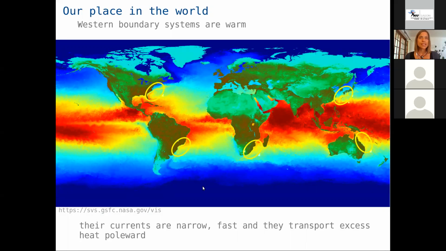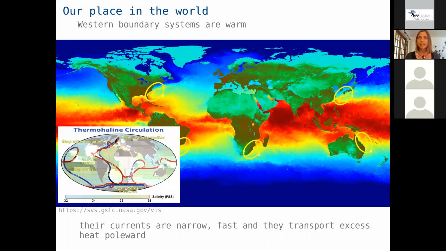So these red ribbons here are what we call western boundary currents. They're fast, they're narrow, and they transport excess heat poleward. If it weren't for these currents, the equators would warm up more rapidly than the poles. Now, their importance to Earth's climate is big. They form part of the thermohaline circulation here, which basically moderates our climate by driving heat poleward.